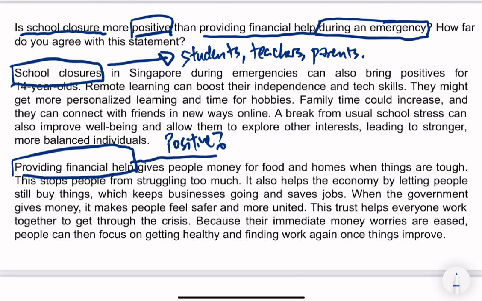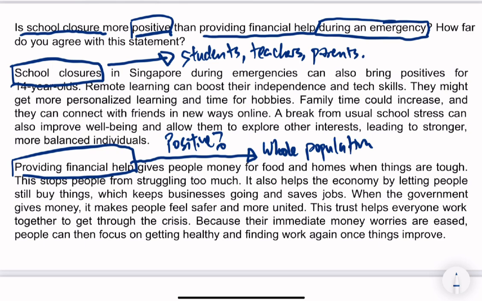However, if you realize that providing financial help from the government actually helps the entire population. So it's not just one group of people, it's not just parents, it's not just students or teachers. It helps the whole population. So because it helps the whole population, the impact is more widespread than, for example, the students, the teachers, and the parents. So if I close school, maybe it will benefit the students because they are able to learn more skills online, for example, like what is written here in the paragraph.